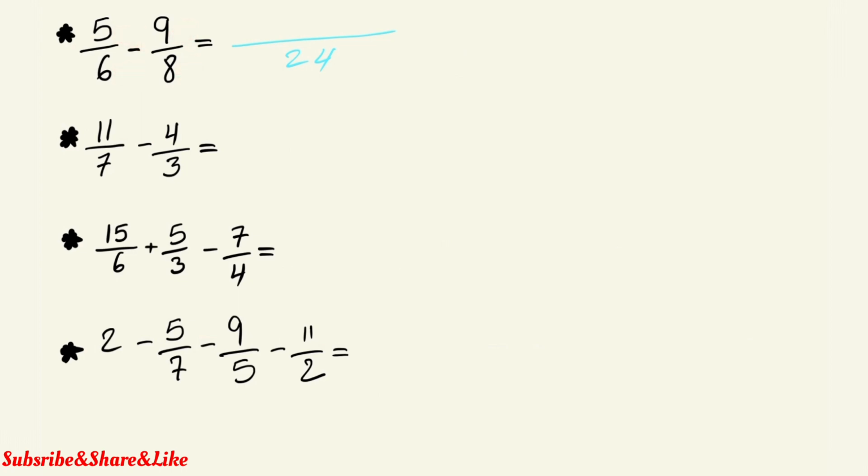So it's going to be 5 multiplied by 4, which is 20, and here minus 9. Since we multiply the bottom by 4, we multiply the top by 4, and we multiply here by 3. So it's going to be 20 minus 27 over 24, which is going to be negative 7 over 24. That was the first example.